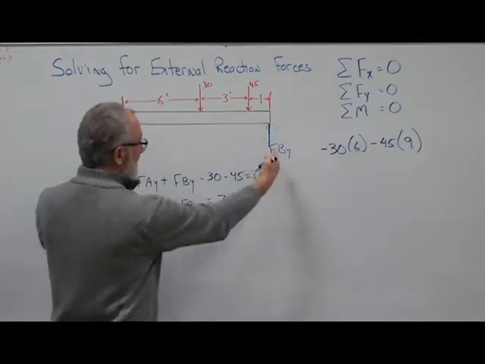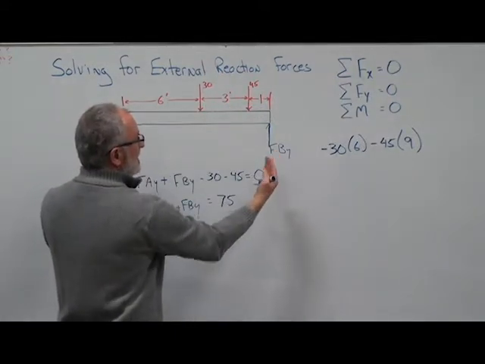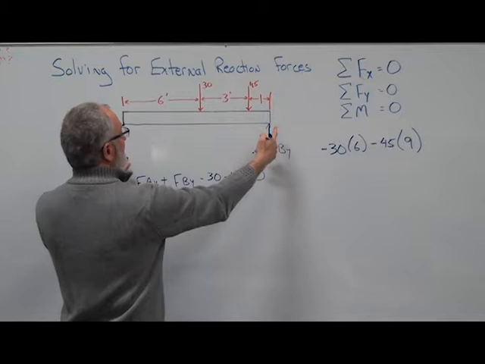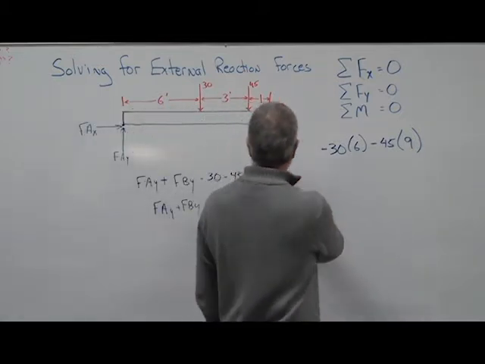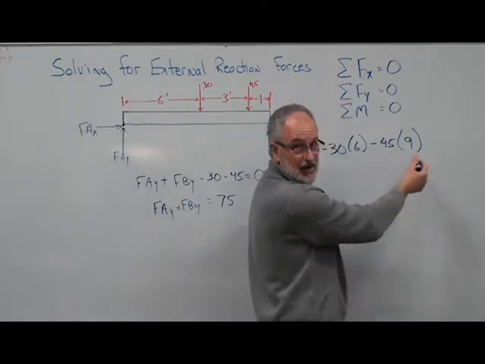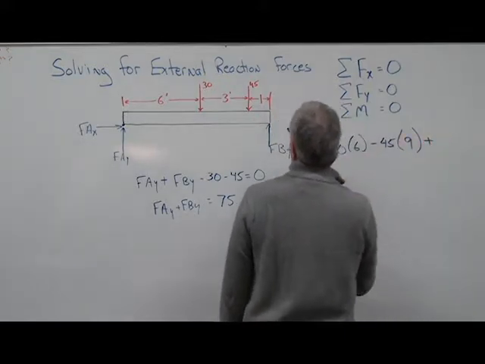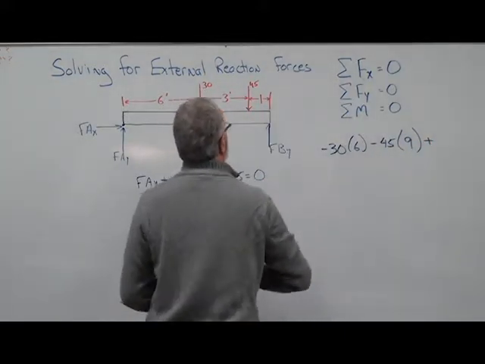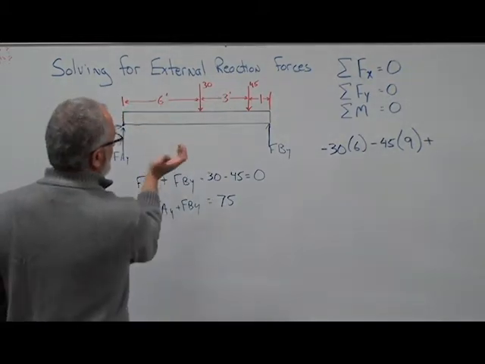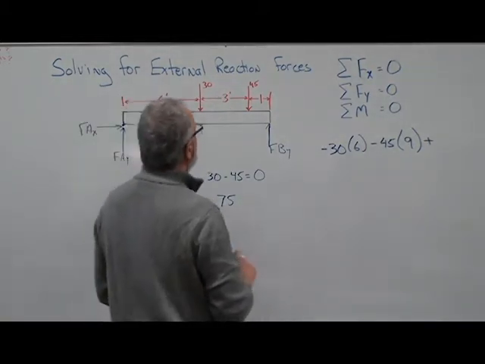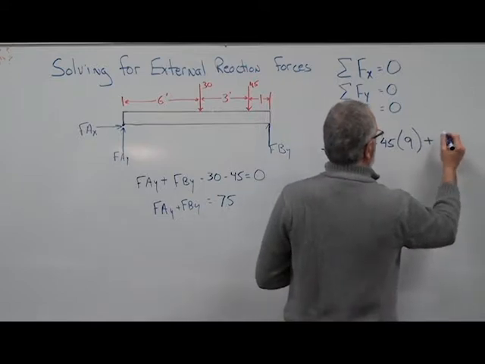And now we come to our next force, which is FBY, and that is going up, and it is 10 feet away. But we don't know what that force is at this point. That's going to be a positive number because it's going counterclockwise. And again, if we use our right-hand rule, we can go, oh yes, my thumb is pointing towards me. And so that is FBY times 10.